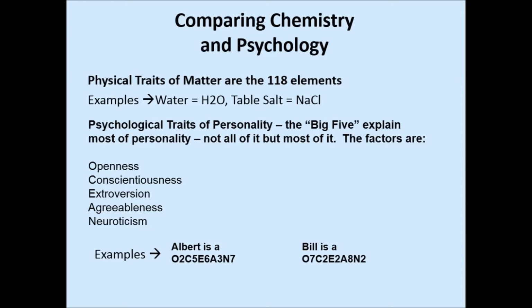And what if there were psychological tests that would then measure these qualities in people? Well, then perhaps just as water is H2O, we give Albert a test and we come back and we see that he's an O2, C5, E6, A3, and N7, having measured him on those 5 qualities. And he's not the same as Bill. Bill is an O7, C2, E2, A8, N2. And some psychological tests are built exactly this way.